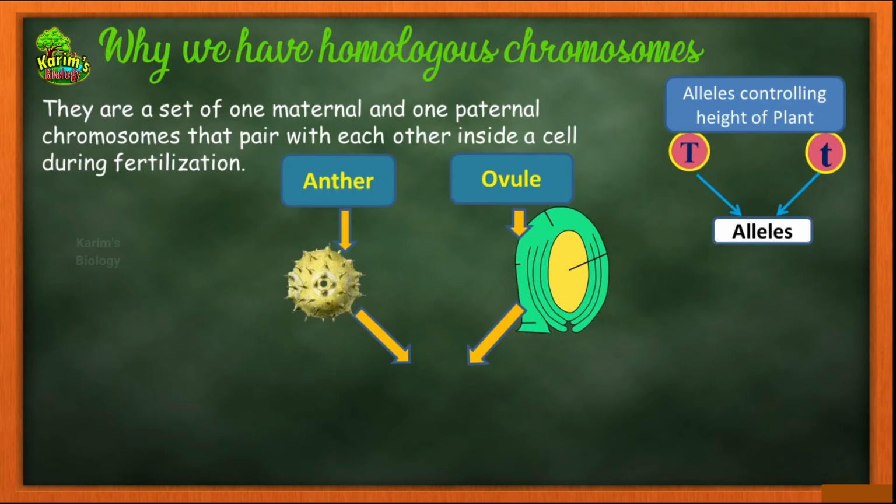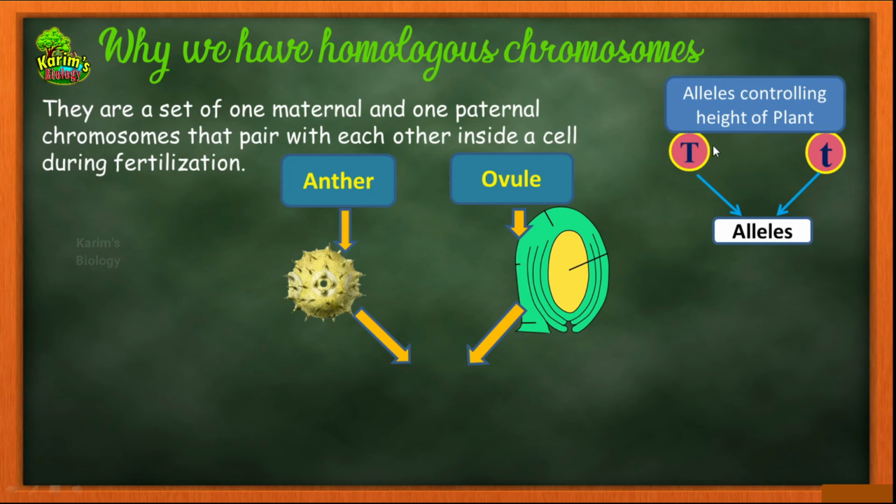Now let us see why we have homologous chromosomes. We have homologous chromosomes because they are a set of one maternal and one paternal chromosome. That means out of a homologous pair of chromosomes, one chromosome you got from your mother, one chromosome you got from your father. Okay, maternal means you got one chromosome from your mother, paternal means one chromosome you got from your father. During the time of fertilization, the gametes bring these two chromosomes together, and ultimately at the end of fertilization, when the zygote is formed, these two chromosomes will be brought together and form a homologous pair. Okay, let us take an example.